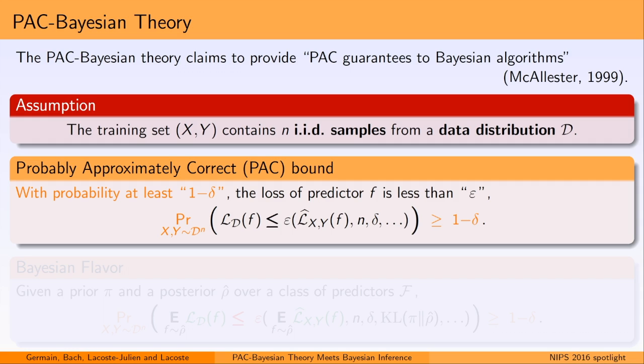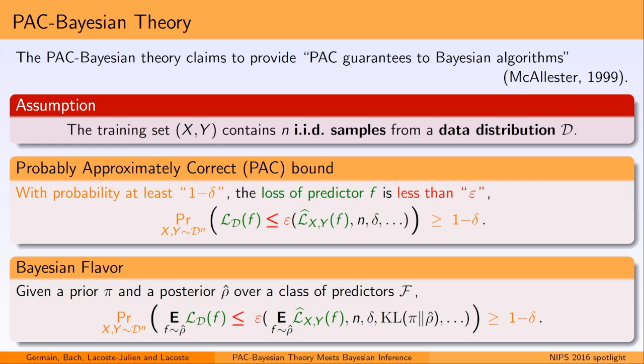correct type of bounds. A PAC bound says that with probability 1 minus delta, the loss of a predictor f is upper bounded by a certain function epsilon. Epsilon is namely a function of the empirical loss. The Bayesian flavor of the PAC Bayesian theory comes from the fact that it considers a prior and a posterior distributions over a class of predictors.